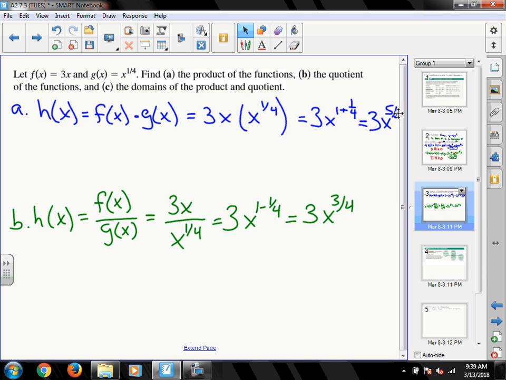Last thing we're going to do, talk about the domains of the product. What does 5/4 as an exponent mean? Really what I'm concerned with is the fourth part of it. So if I have an exponent of 1/4, what does that mean? If 1/2 was a square root, then an exponent of 1/4 means that we are going to take the 4th root. So what can I not take the 4th root of?